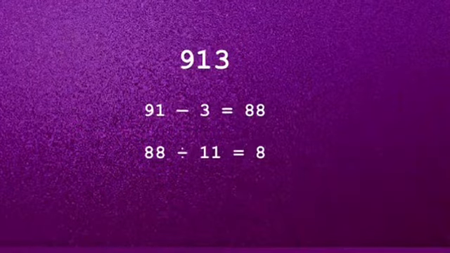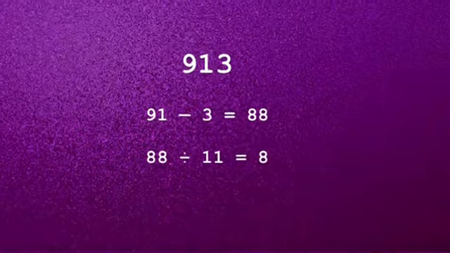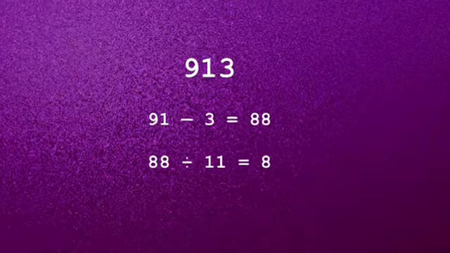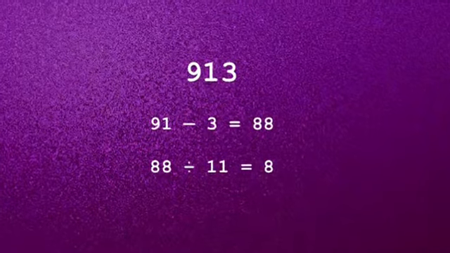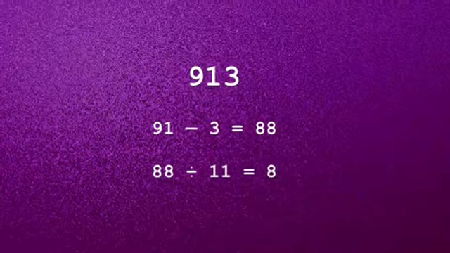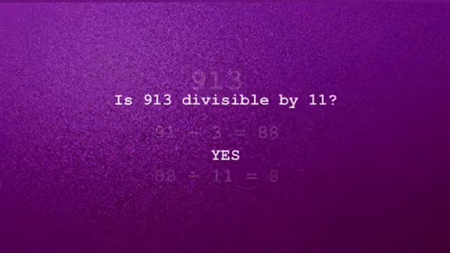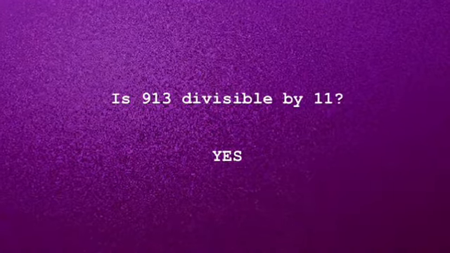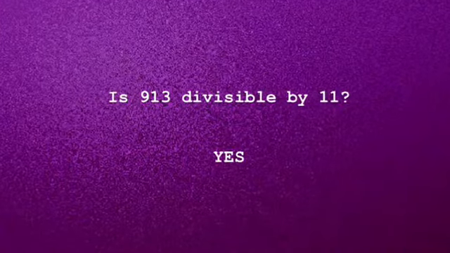Alright, let's see if 913 is divisible by 11. The rule said to get the last digit of the given number, in this case 3, and then we subtract it from the remaining number, which is 91. The result is 88. Since 88 can be divided by 11, then yes, 913 is divisible by 11.